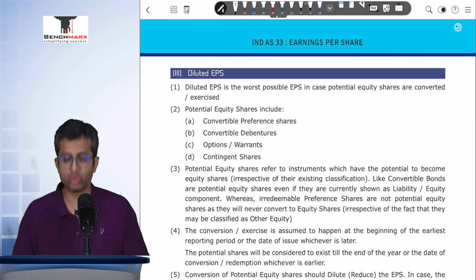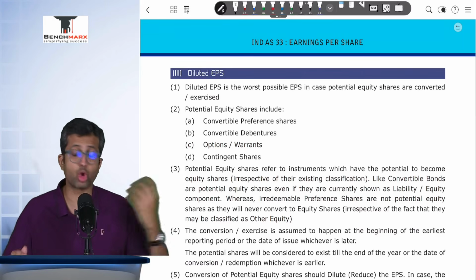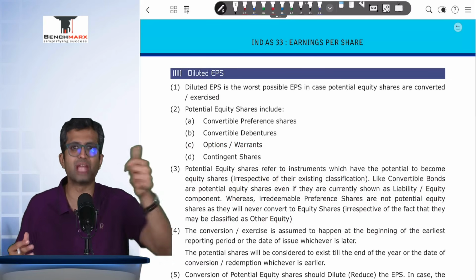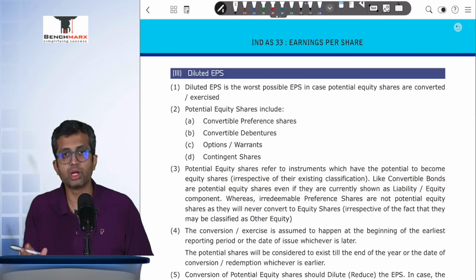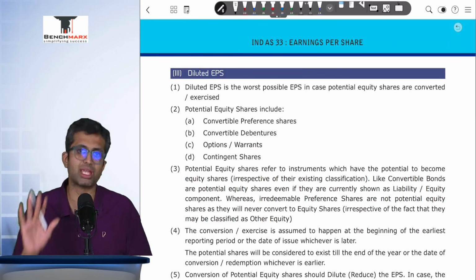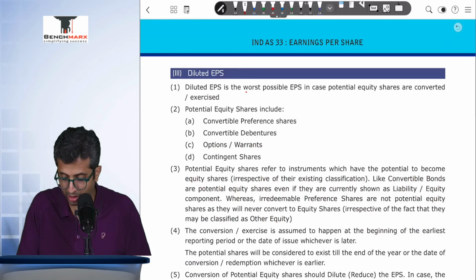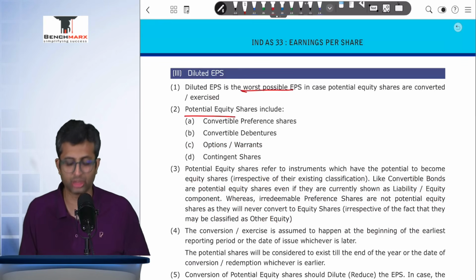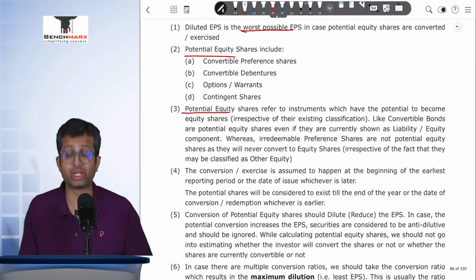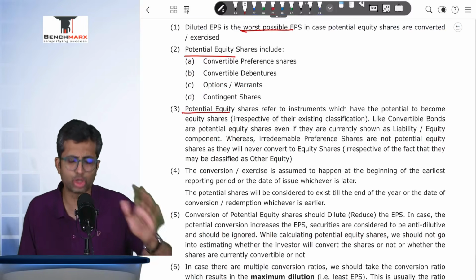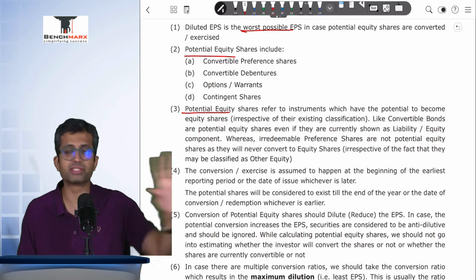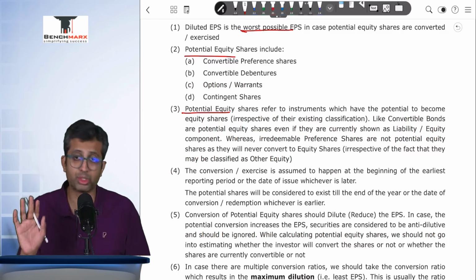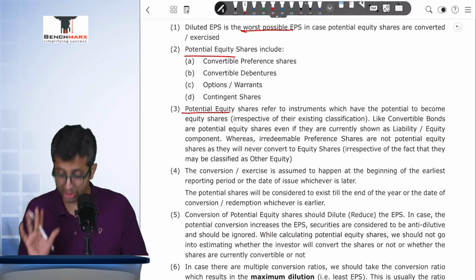So when we look at diluted EPS, remember, this is the worst possible or the lowest EPS. Stake dilution means stake reduction. It is the lowest possible EPS that you can earn if the potential equity shares became actual equity shares. And potential shares are those instruments which have the potential to become equity shares. Remember, irredeemable preference shares with discretionary dividends may be classified as equity, but they don't have the potential to become equity shares, and hence they are not taken into the diluted EPS calculation.